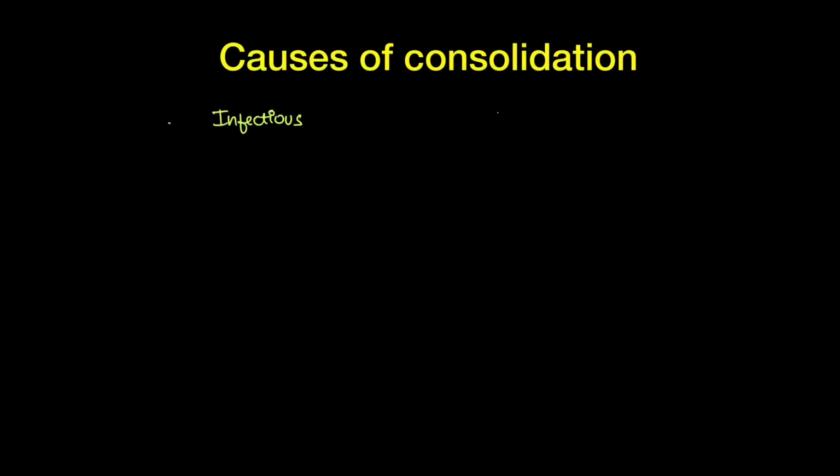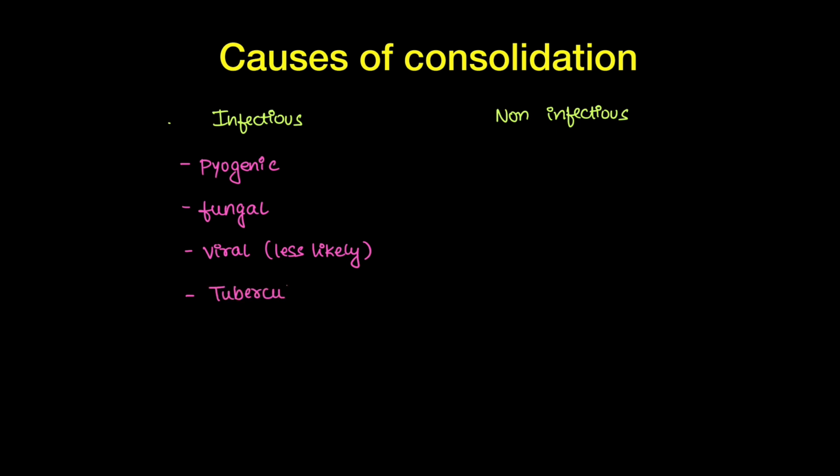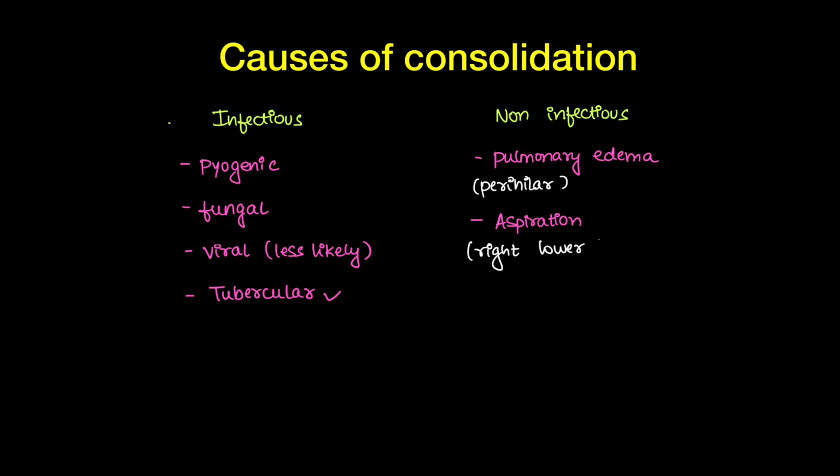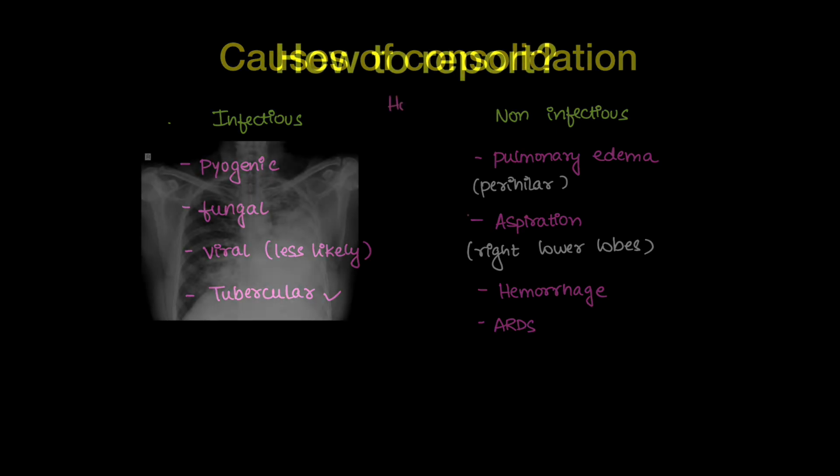What are the causes of consolidation? Once you are sure it is consolidation, not a mass, effusion or anything, you have to look at the cause. Infectious causes like pyogenic, fungal, viral and tubercular can cause consolidation. Non-infectious causes like pulmonary edema cause perihilar consolidation. Aspiration causes right lower lobe consolidation, and hemorrhages can cause consolidation, also ARDS.